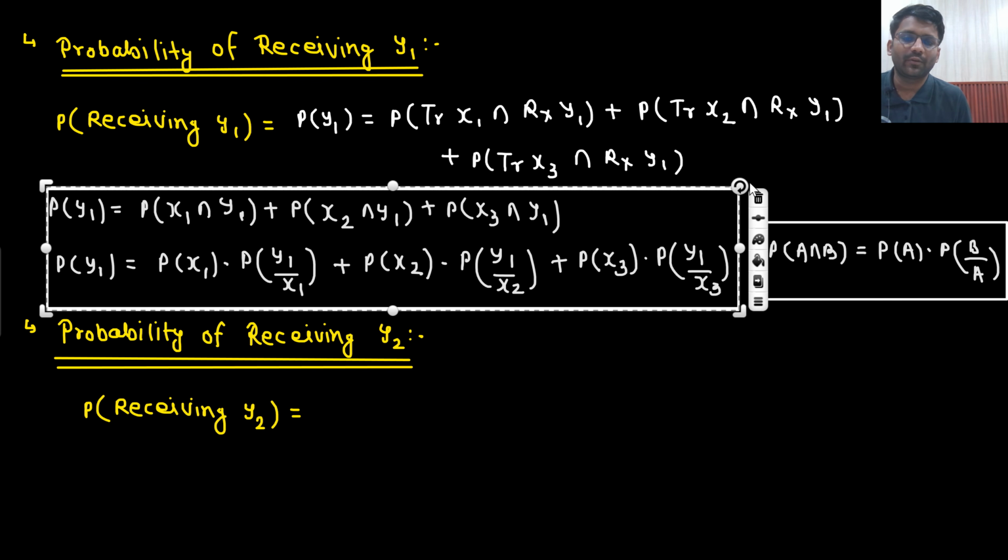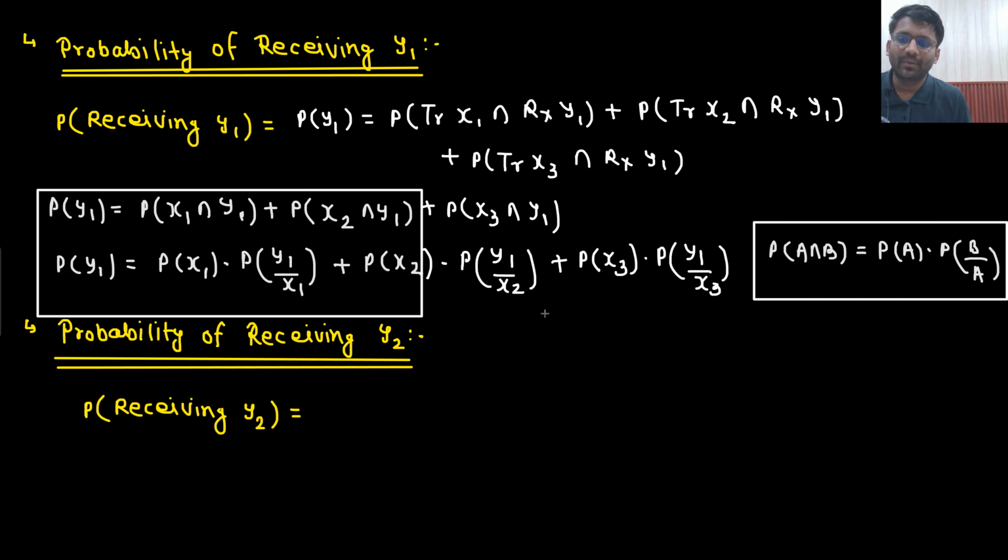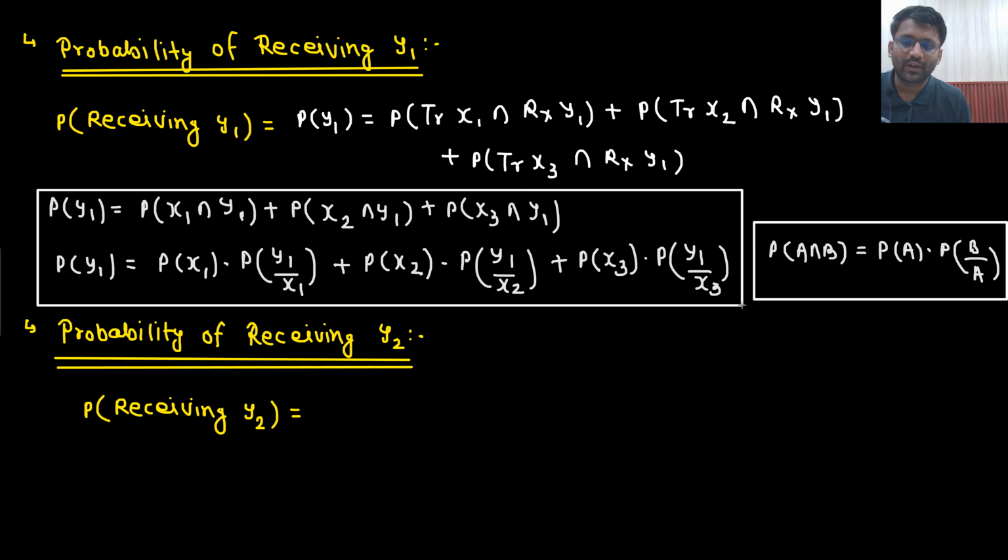So do we need to remember the formula? Absolutely not. You will be able to understand it in a better way, but as of now we are just deriving the formula for the probability of receiving y1. Probability of receiving y1 is probability of sending x1 multiplied with probability of receiving y1 given that x1 was already sent, or probability of sending x2 multiplied with probability of receiving y1 given that x2 was already sent, or probability of sending x3 multiplied with the probability of receiving y1 given that x3 was already sent.